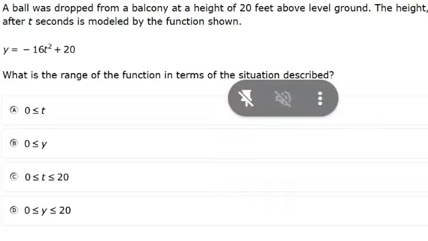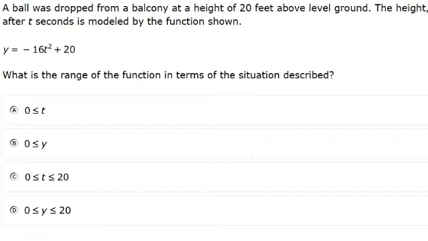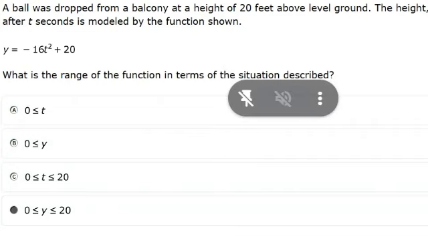A ball was dropped from the balcony at 20 feet above level ground. The height of the ball after t seconds is modeled by the function. What is the range of the function in terms of the situation described? So say we have a graph. Okay, so t is from 0 to, oh no, that's the time, you don't know. The height, is it this? Yeah, range means y value, not t, right? Yeah. Okay.